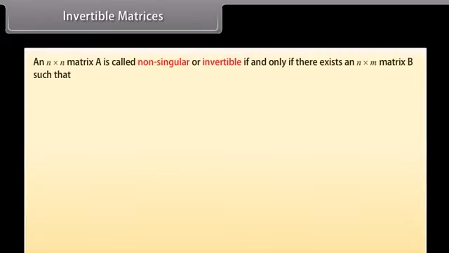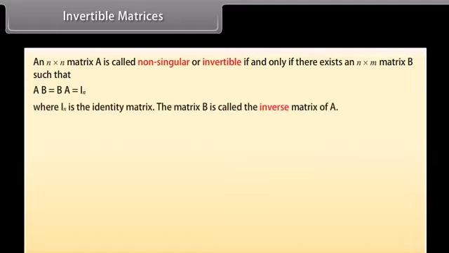Invertible matrices. An n by n matrix A is called non-singular or invertible if and only if there exists an n by n matrix B such that AB is equal to BA is equal to I N, where I N is the identity matrix. The matrix B is called the inverse matrix of A.